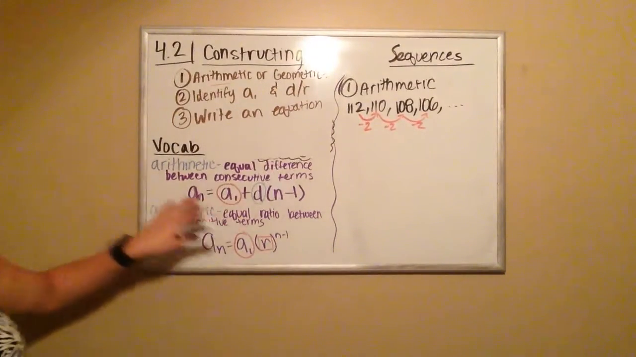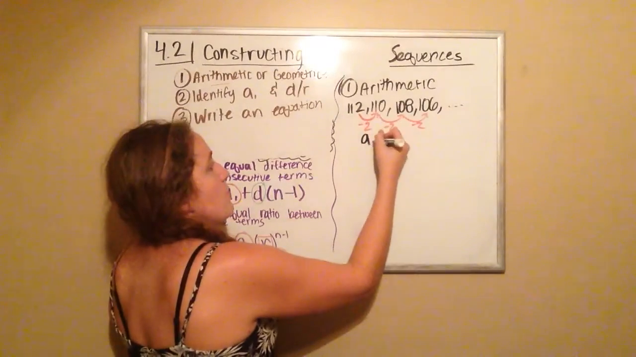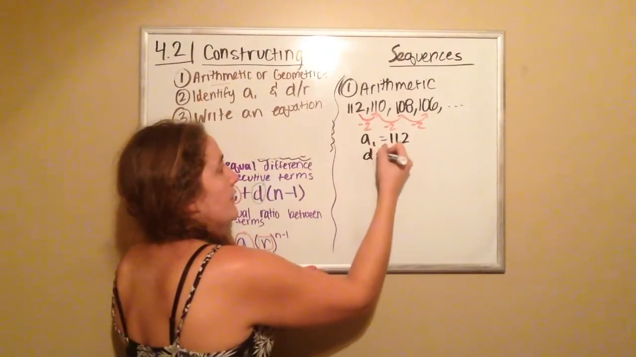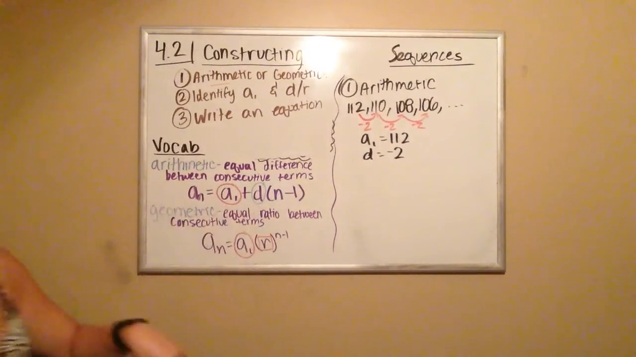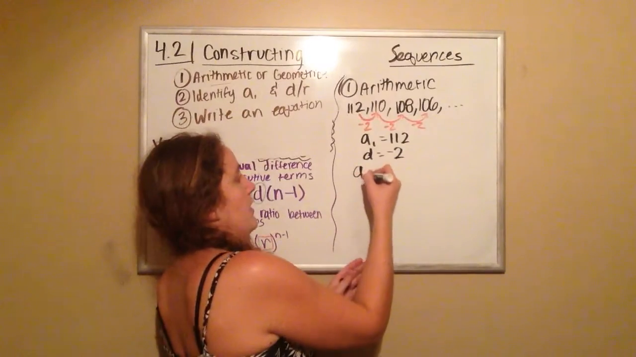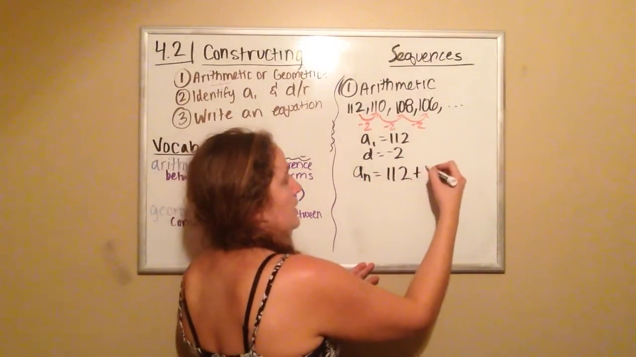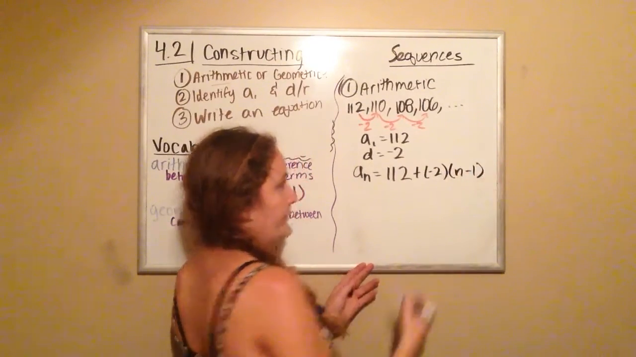And since it's arithmetic, we have our standard form right here. We know that A1, our first term, is 112, and D, our difference, is negative 2. So when we plug those into our standard form, we get A of n is equal to 112 plus negative 2 times n minus 1.